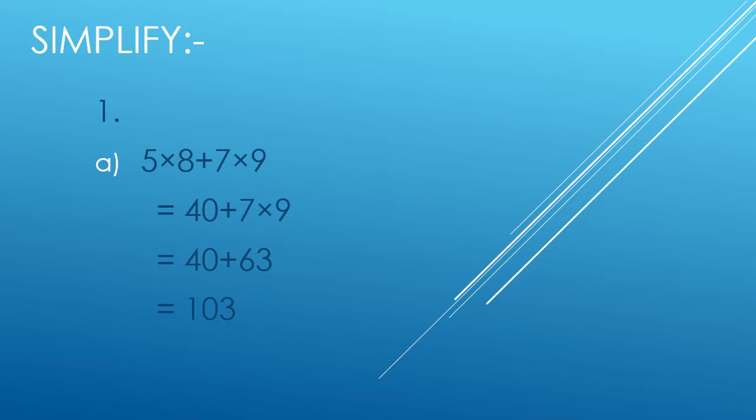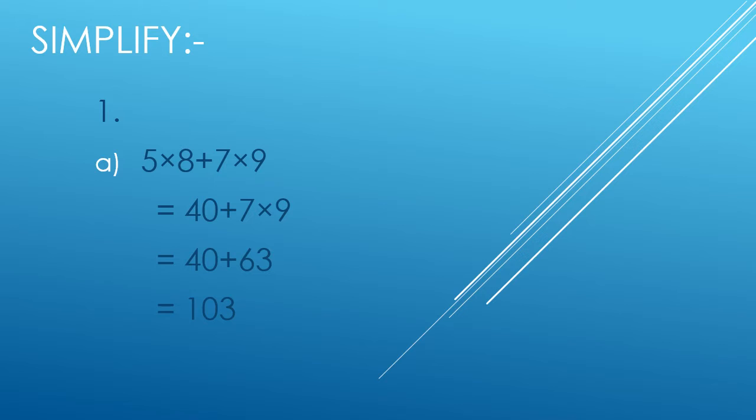BODMAS means you have to solve the bracket first, then off, then division, then multiplication, addition, and at the last you have to solve subtraction. Let's understand with the help of question. So the question is you have to solve 5 times 8 plus 7 times 9.